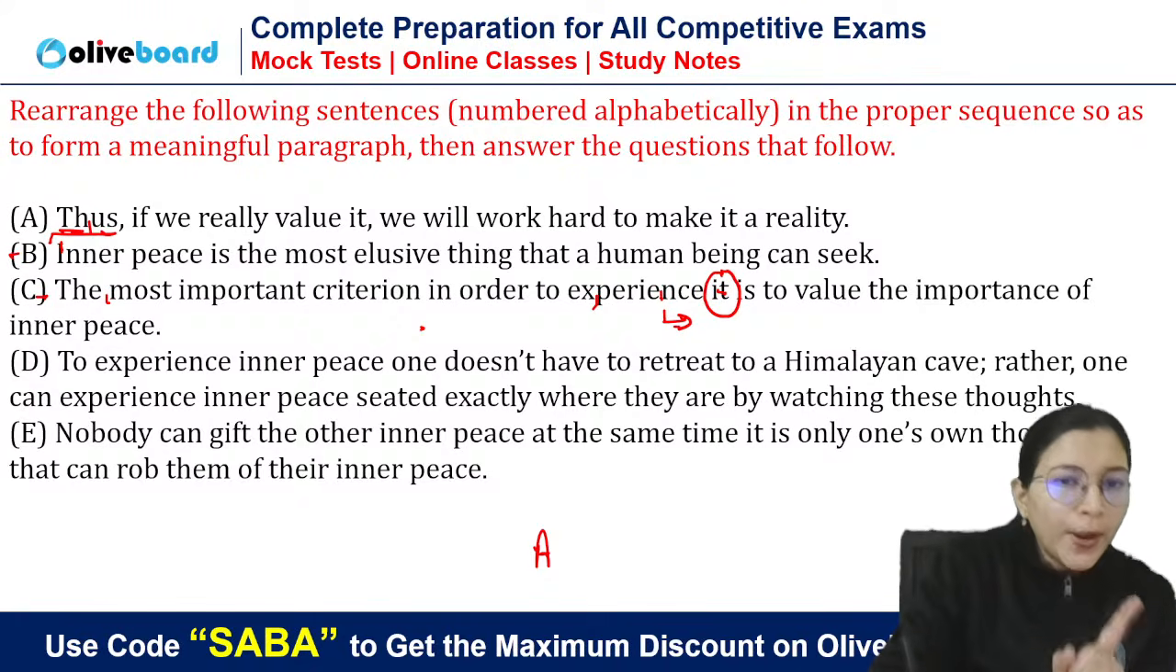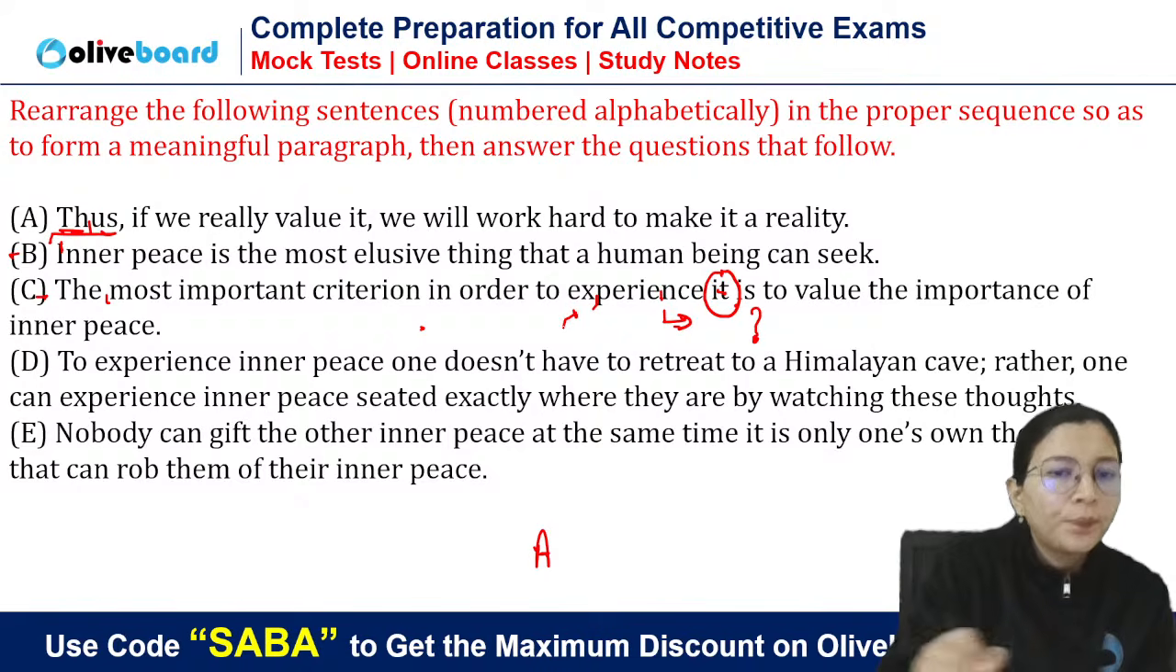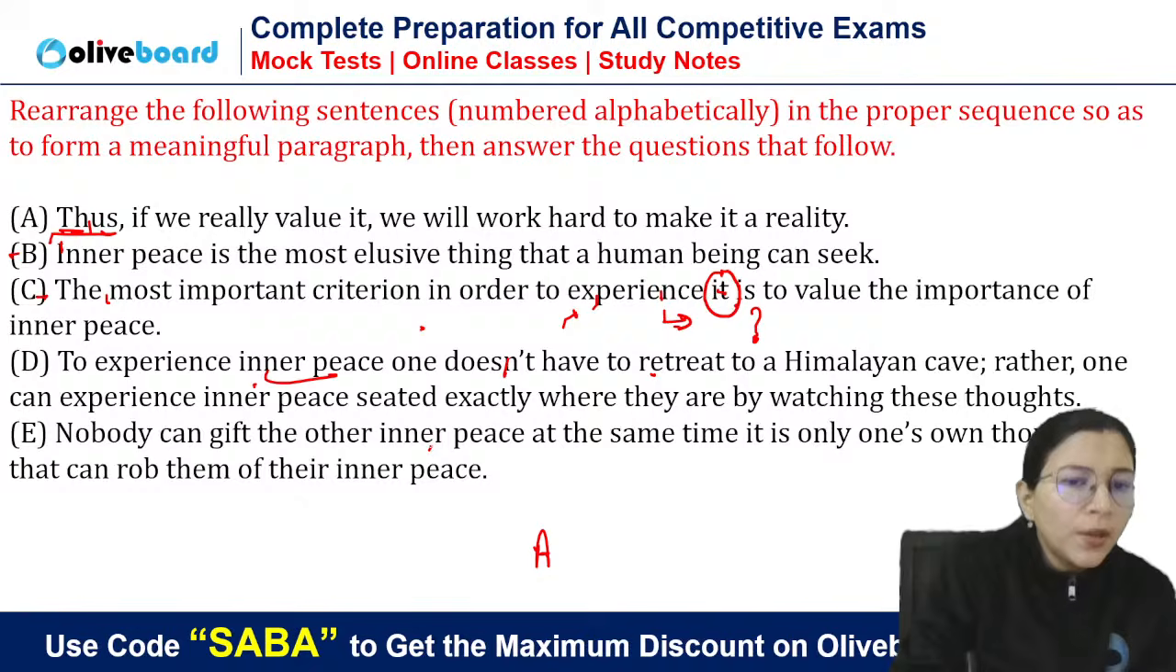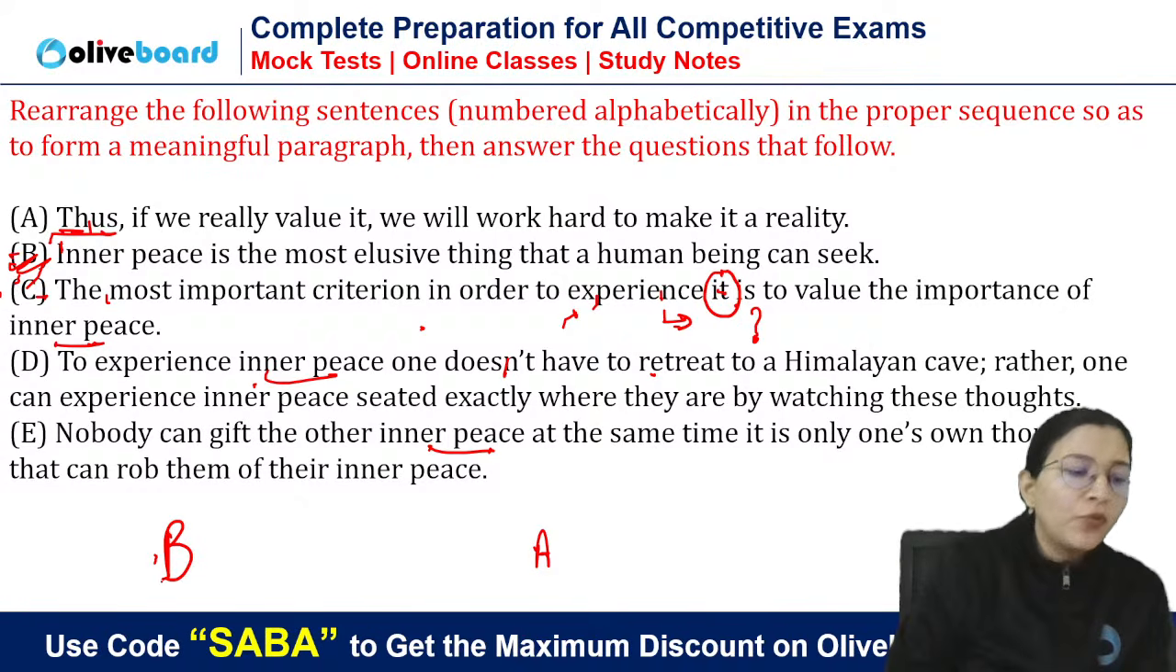The most important criterion in order to experience it. Experience it, immediately there will be a question, experience what? We cannot start with A. To experience inner peace, one does not have to read it. And one more thing I'm telling you, here also you are talking about inner peace, here also inner peace. So the sentence that introduces the theme is B. Because what is inner peace, that is given in B. So there should not be any confusion, and fortunately nobody had the confusion in first sentence. So inner peace is the most elusive thing that a human being can seek.